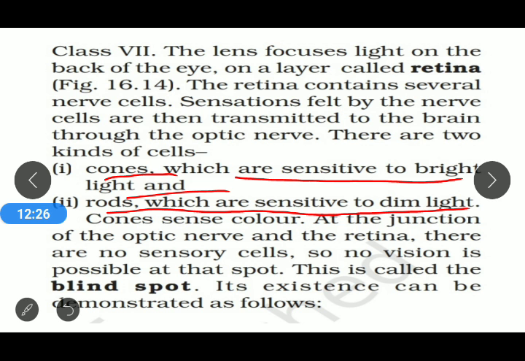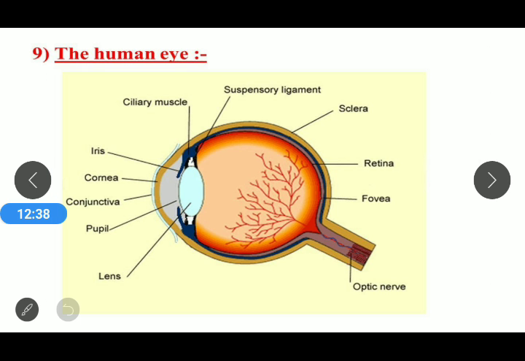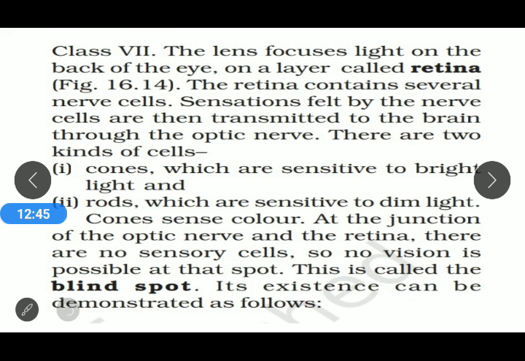But there is also another interesting thing. At the junction of the optical nerve and the retina, there are no sensory cells. That means at the juncture of the optical nerve and retina, there is a point where there are no sensory cells. Sensory cells means cells with which we can see the object. That is known to be the blind spot. Its existence can be demonstrated as follows. Every human has this blind spot.